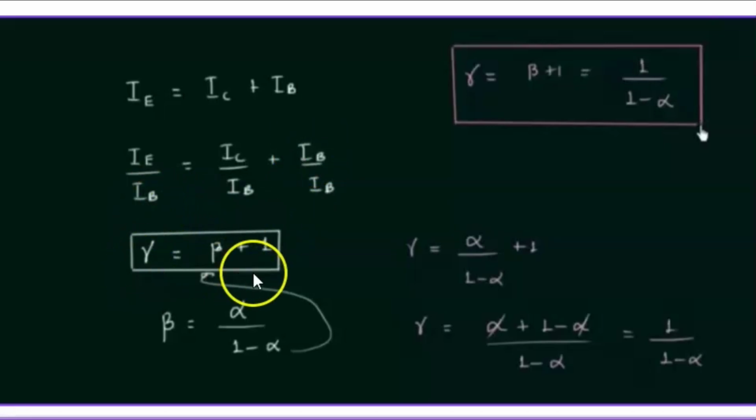So यहाँ से we will have a relation between gamma and beta that is gamma is equal to beta plus 1. Now we know that beta is equal to alpha by 1 minus alpha. तो beta की वैल्यू हम लोग इस पर्टिकुलर इक्वेशन में पुट कर देंगे. So we will have the value of gamma as gamma is equal to alpha by 1 minus alpha plus 1, through which we will have the relation between gamma and alpha as gamma is equal to 1 by 1 minus alpha. So यहाँ से हमारे पास relation आ गया that is gamma is equal to beta plus 1 which is also equal to 1 by 1 minus alpha.